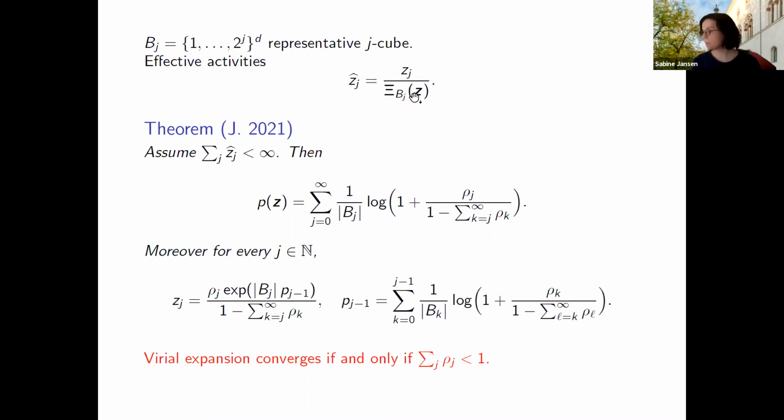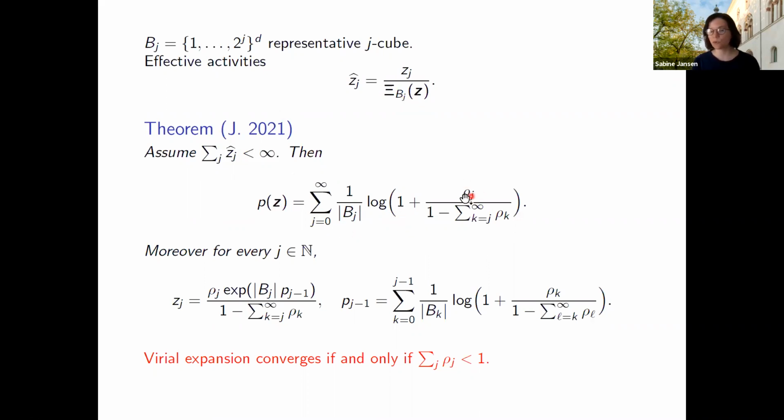So think of some effective parameter that takes partially excluded volume effects into account, namely here the fact that once I place a cube of side length 2 to the j, I cannot place any smaller cube into that same region. And I suppose that your parameters are such that the effective activities are summable. Then the pressure is given by this explicit formula, which shares some features with van der Waals.